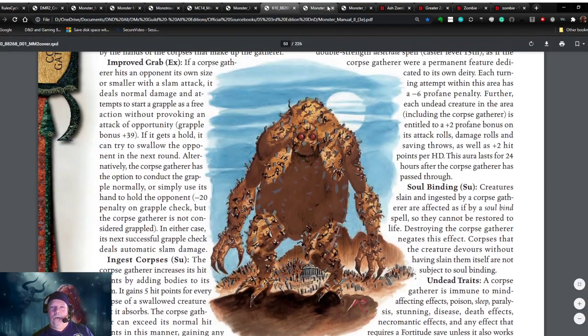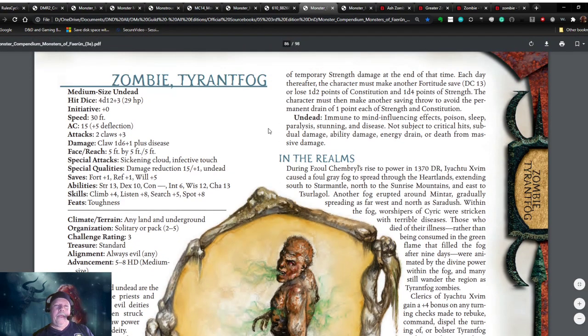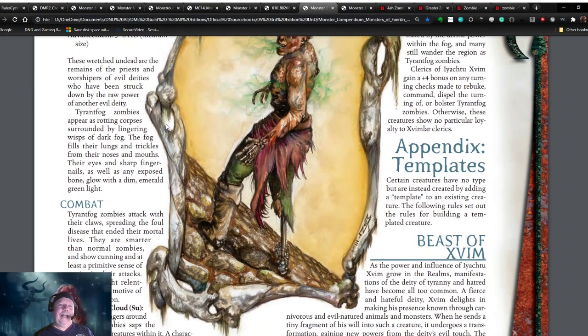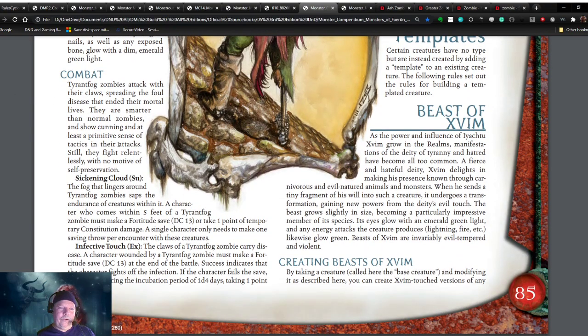All right, so then 3rd edition also gives us the Tyrant Fog zombie. What is a Tyrant Fog zombie? They're wretched undead that are the remains of priests and worshippers of evil deities who've been struck down by the raw power of another evil deity. They're rotting corpses surrounded by lingering wisps of dark fog. Fog fills their lungs and trickles from their noses and mouths. Their eyes and sharp fingernails, as well as any exposed bone, glow with a dim emerald green light. They attack with their claws, spreading a foul disease that ended their mortal lives.